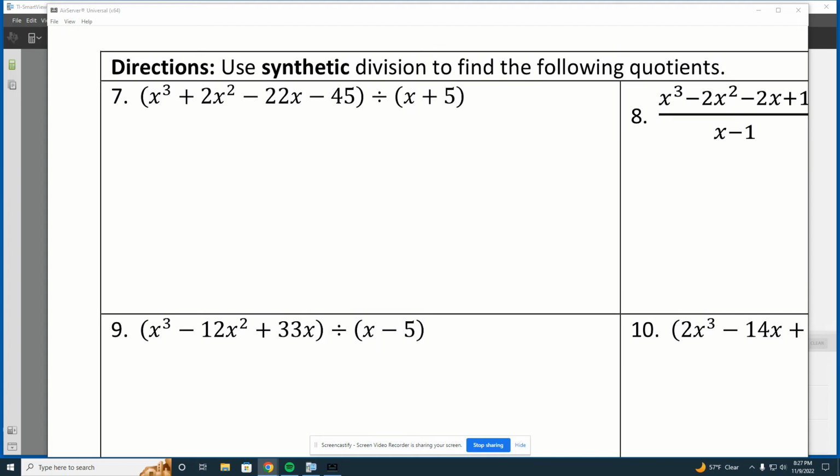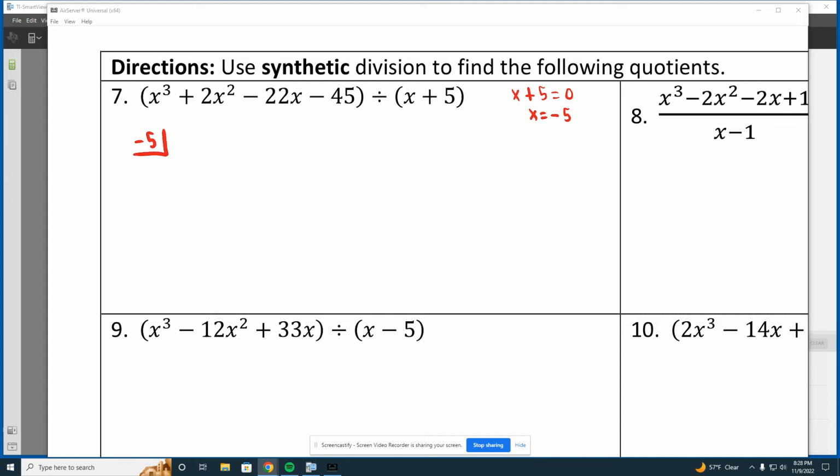Number 7. Remember, if x plus 5 is your divisor, we're going to set that equal to 0 and solve. Some of you guys are probably doing that in your head. You'll subtract 5, so negative 5 is the number that we put in our box. Then we take our numerator, our dividend, and it's in order. So we're going to put all of the coefficients from the very top one, x to the third, all the way down to our constant.